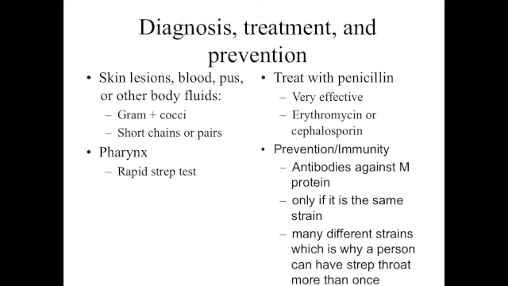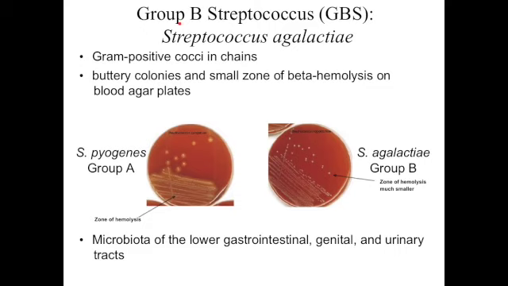Next up is group B strep, or GBS. And again, this is just one species. It's Streptococcus agalactiae. This one is, again, short chains of gram-positive cocci. They have a slightly more yellow color, so they're described as buttery colonies, and they produce a very small zone of beta hemolysis on blood agar plates.